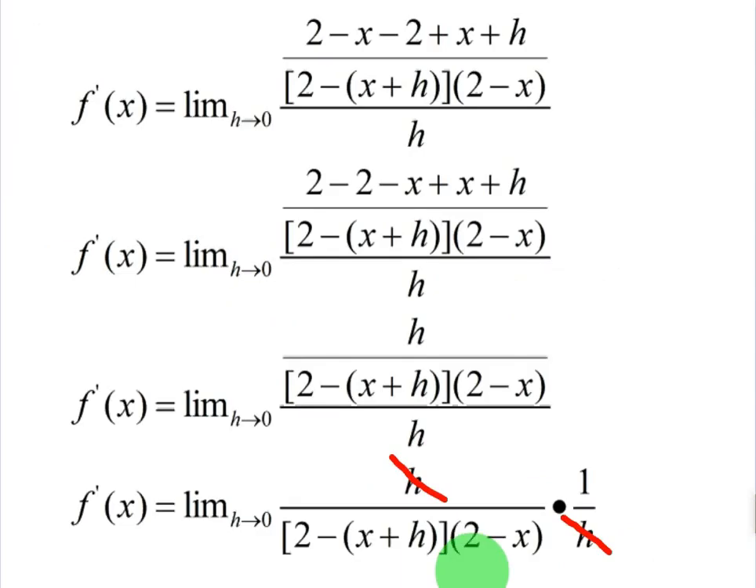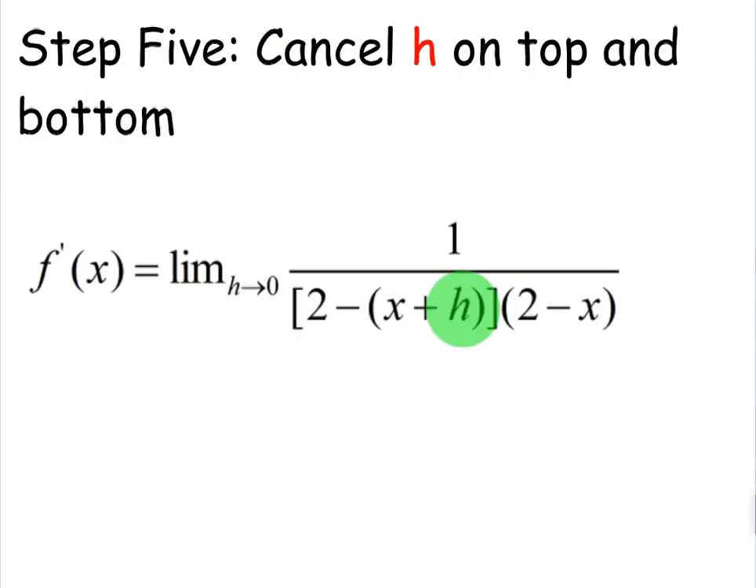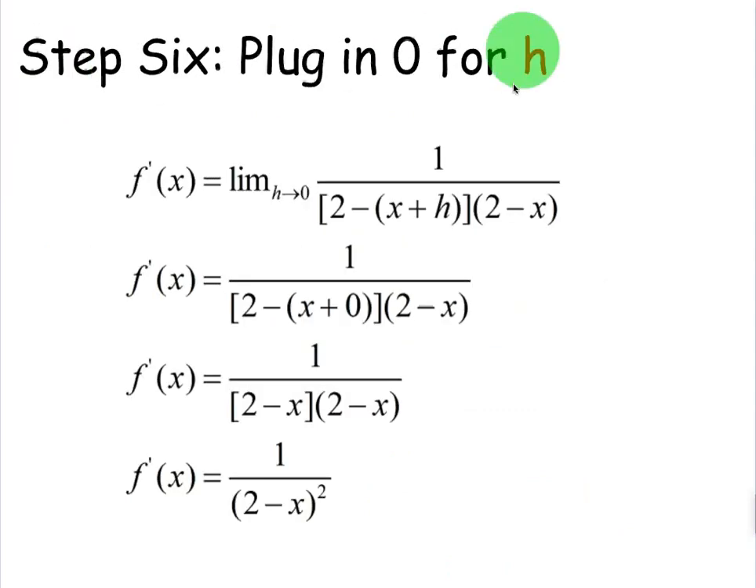Before, you couldn't have done that because you would have had a 0 in the denominator, and we cannot divide by 0. So now we're going to plug in 0 for h. So every time there's an h, we're going to plug in a 0. So we end up with (2 minus x) times (2 minus x), which is the same as (2 minus x) squared.